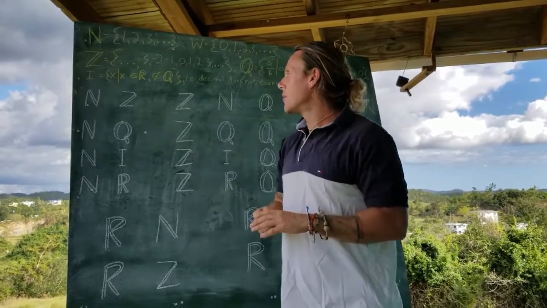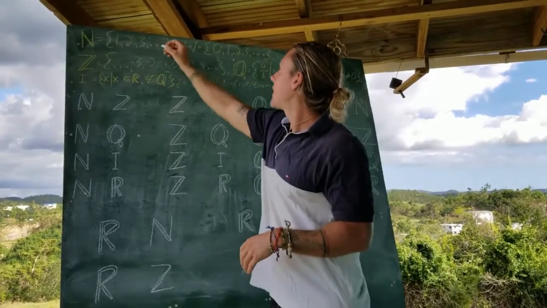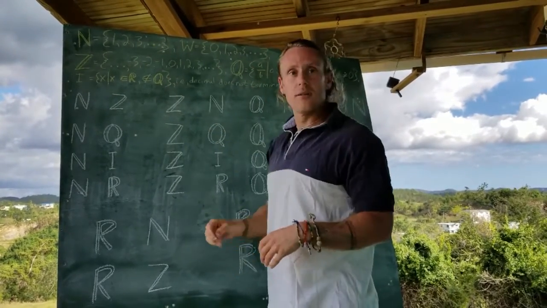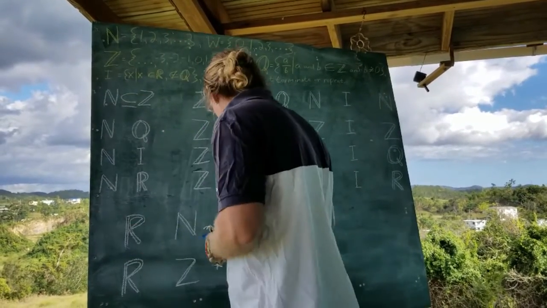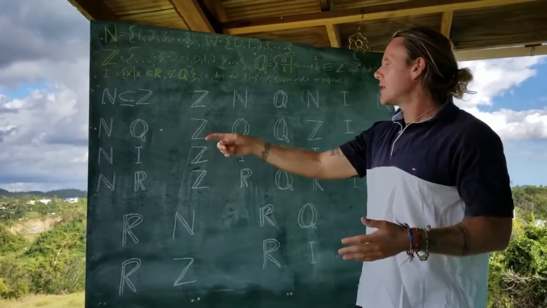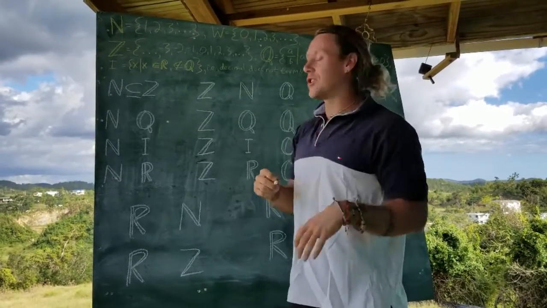So are the natural numbers a subset of the integers? Well, yes. In fact, they are the positive portion of that. Okay? Are the natural numbers a subset of Q? What was Q? Oh yeah, for quotient, or rational numbers.